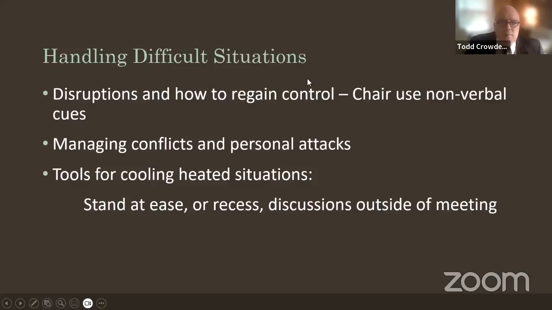Now, first, the chair can even use some nonverbal cues when trying to handle difficult situations. Here are some parliamentary tools that might help you handle heated situations when one comes up. You have a stand at ease and a recess and discussions outside of a meeting. And a stand at ease, in case you aren't aware of that process, is a mini recess.